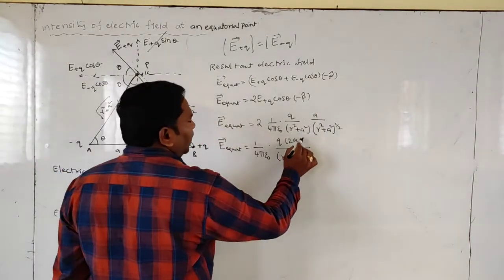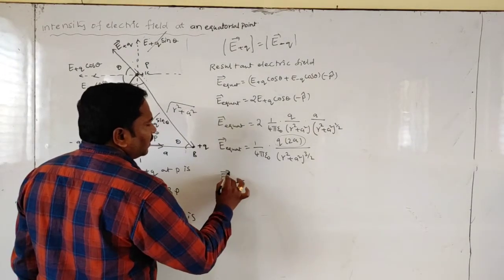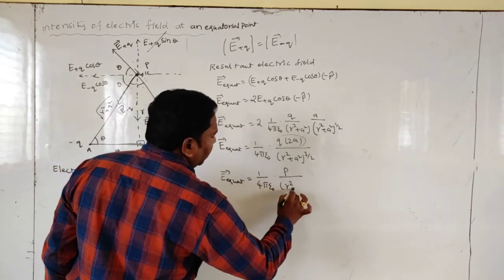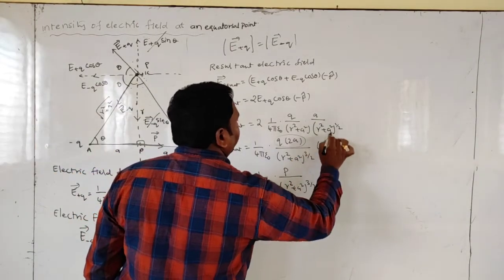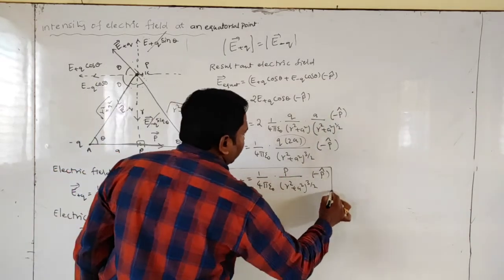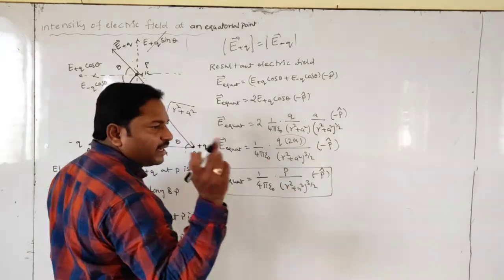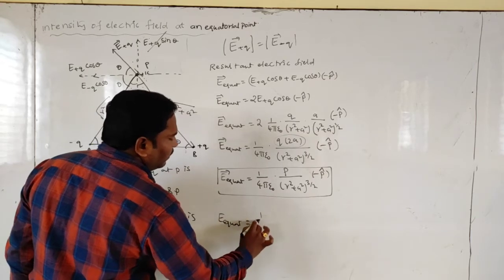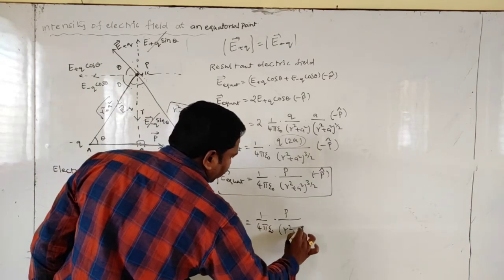So in this, we can replace 2QA with the dipole moment P. Now E equatorial is equal to 1 by 4 pi epsilon naught, P by R square plus A square whole power 3 by 2. And its direction is minus P cap. Here also minus P cap. So this is the field. In magnitude, the unit vector becomes 1.